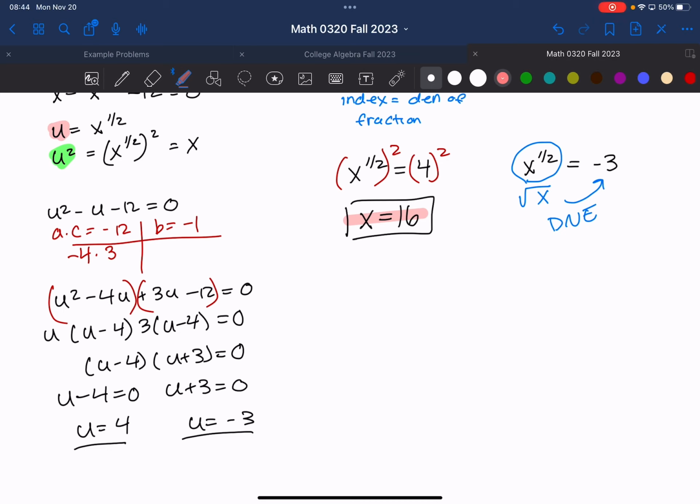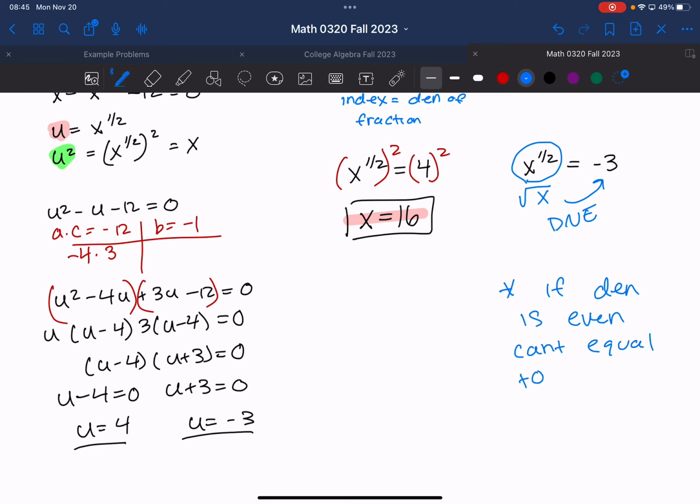So keep that in mind if you have any of the exponents that have an even denominator. So 2, 4, 6, 8, any of those even numbers, we cannot have it equal to a negative answer. If the denominator is even, it can't equal a negative number, so it does not exist.